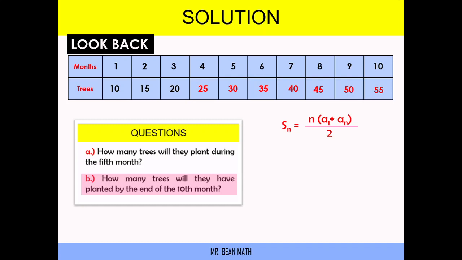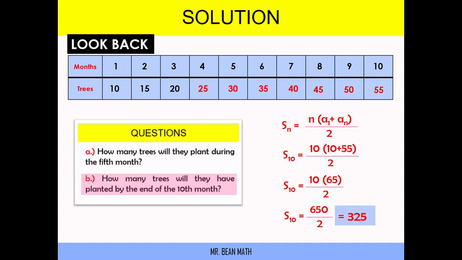Now, let's substitute the data. S sub 10 is equal to 10 times quantity 10 plus 55, divided by 2. Add 10 and 55 and the answer is 65. Multiply by 10 is equal to 650, divided by 2, and the answer is 325.